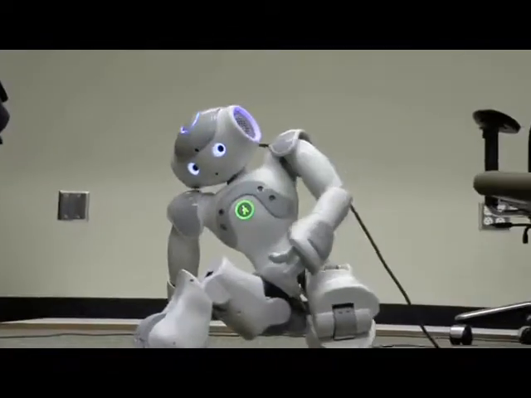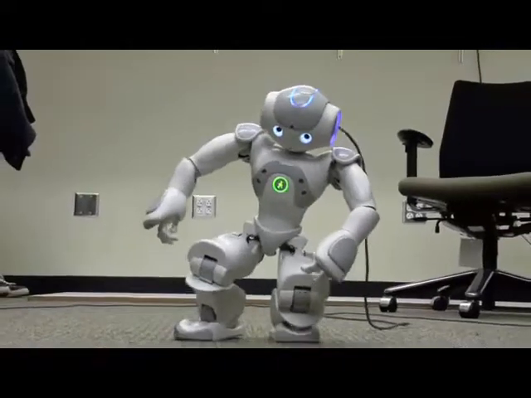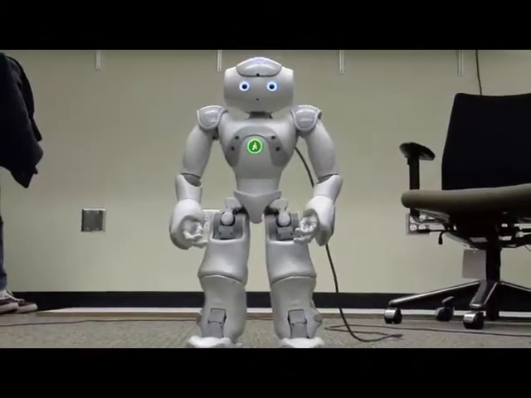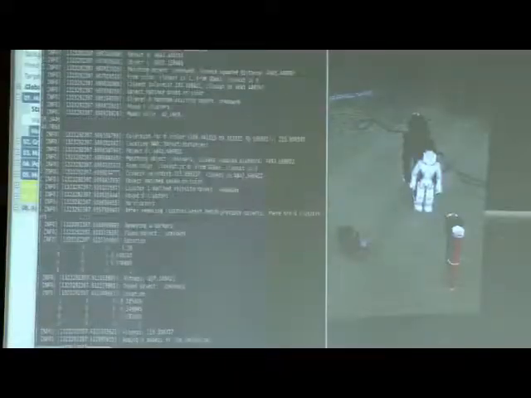We want to have objects that the Nao has never seen before in front of the Nao, and then we want to use the Kinect to detect these unknown objects and then have this sort of interactive Nao learning about what objects are in its world.